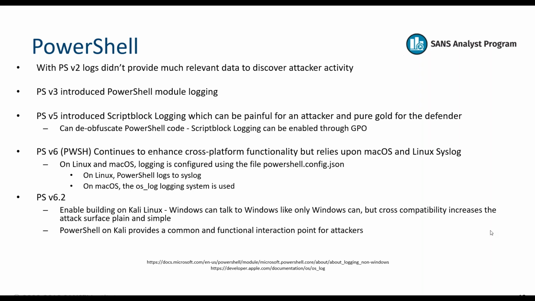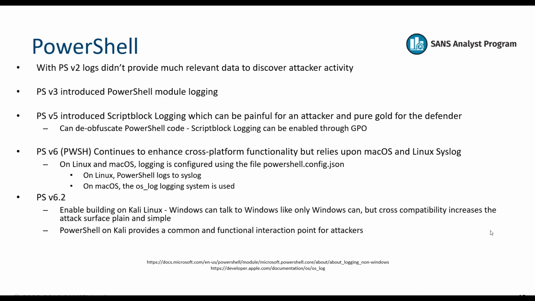But really, we kind of look here at what kind of logging we have. So in PowerShell version 3, we introduced module logging. So any modules that we're firing off, we can get some logs around that. PowerShell version 5 really was the most notable, in my opinion, advancement in logging here. We introduced script block logging, which is incredibly painful for an attacker. As we said, we want to cause pain to that attacker, and it's pure gold for the defender. It can deobfuscate PowerShell code, and script block logging, you want to enable that either through registry or a group policy object. When you're messing with group policy, make sure you test it first. You don't want any rolling black screens or mess anything up.